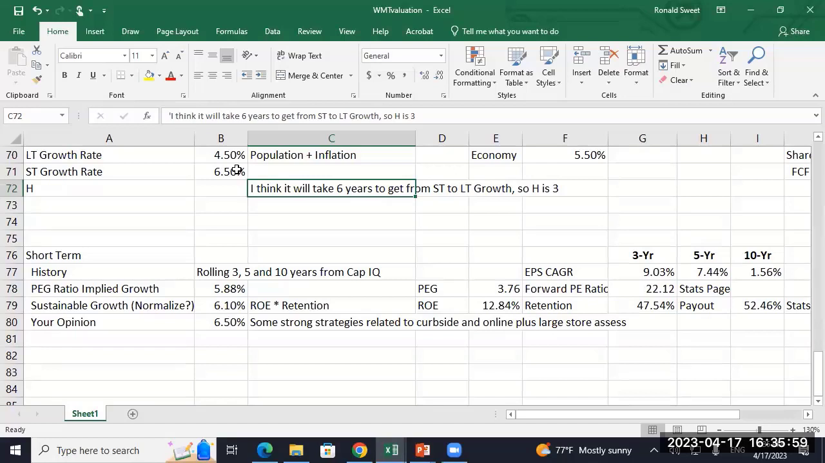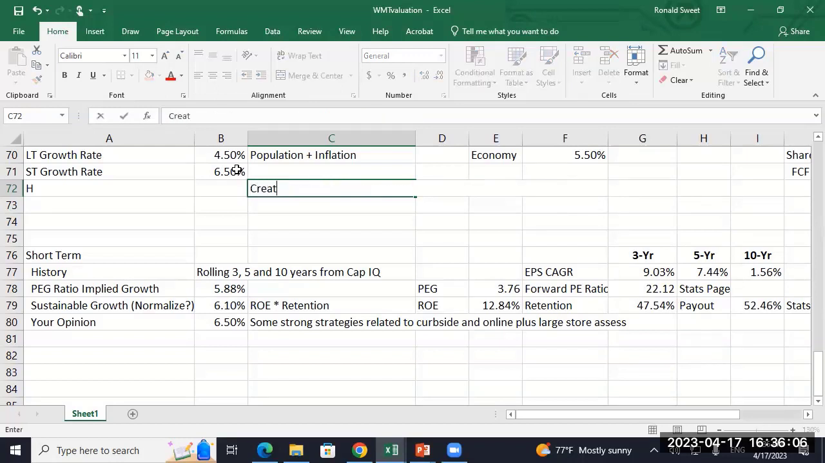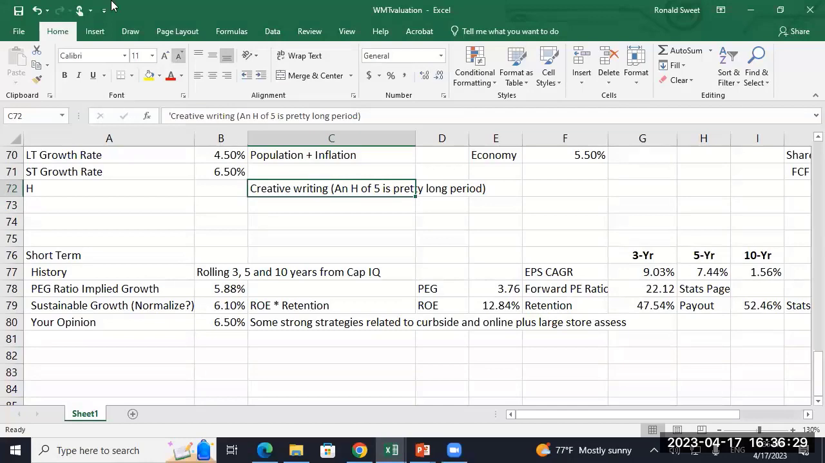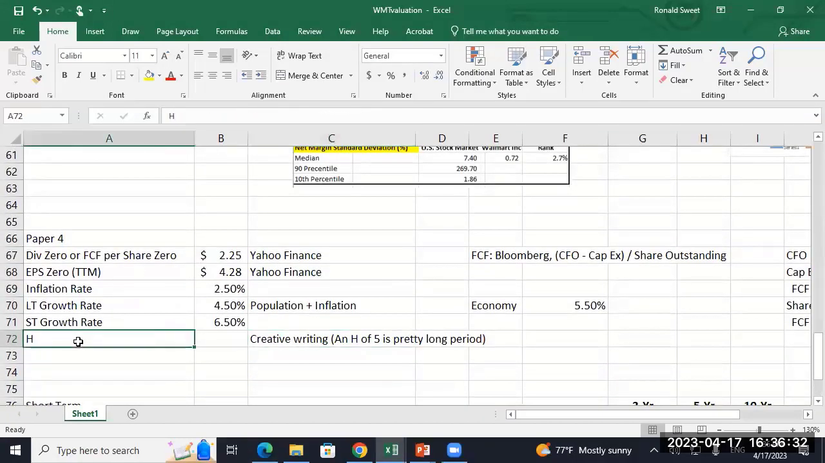All right. So you tell me 6 years. Why 6? Why not 4? Why not 8? So that doesn't work. So what do you need to do? It's called creative writing. You've got to find some way, some basis for coming up with the year. I can't tell you much. One thing I will say, though, is an H of 5 is a pretty long period. I mean a 10. So what we're talking about here with the H, think of H as the half-life.